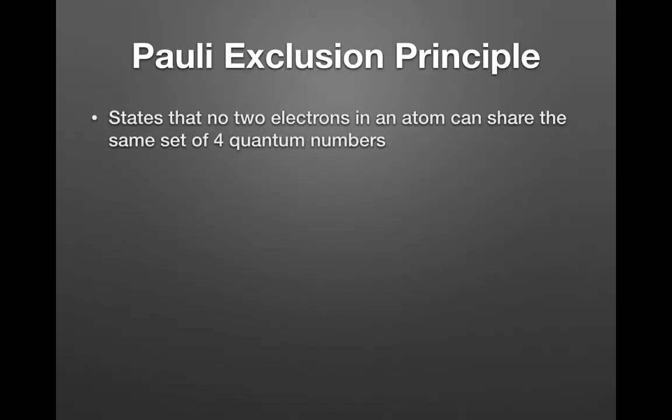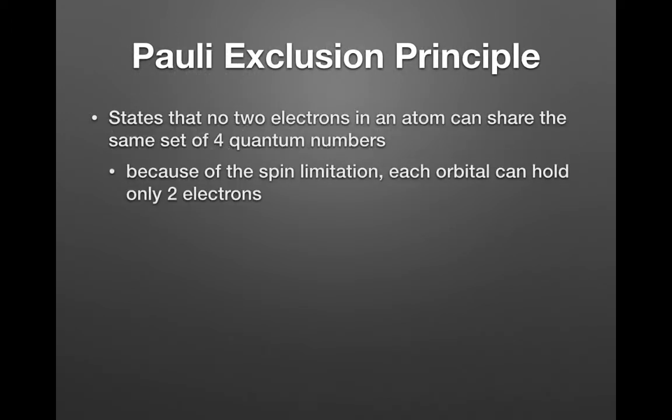Now, Wolfgang Pauli started looking at the idea of how electrons are going to go in, and he has what he's called the exclusion principle, or the Pauli exclusion principle. This principle states that no two electrons within an atom can share the exact same set of 4 quantum numbers. So if you want to think of a set of quantum numbers as an address, it means that no two electrons within an atom can reside at the exact same address.